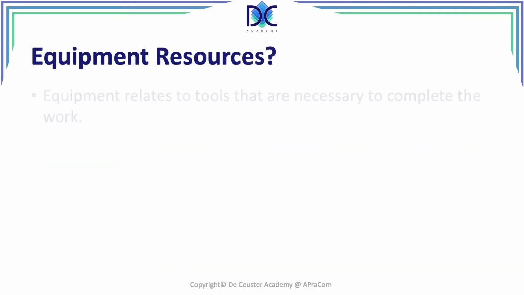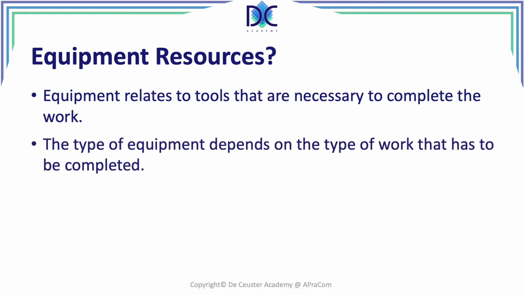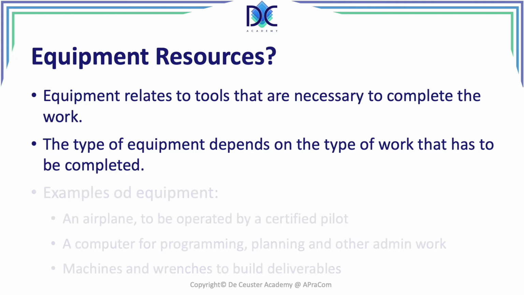When we look at equipment, it relates to tools that are necessary to complete the work. And the type of equipment depends on the type of work that we have to complete. The equipment has to be adjusted to the work that we do. If you want to make a device with a certain precision, the equipment that we're using has to be able to provide that precision. If it cannot provide the precision, then there may be a problem.